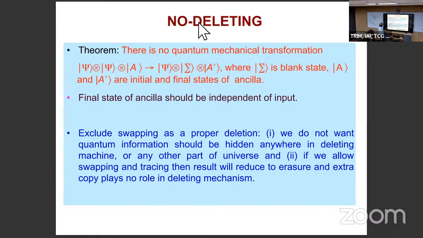And the proof I'm not giving here, but the essential idea is the following: you don't want your quantum state to be contained in the final state of the ancilla. If it is so, then it is not actually deletion, because that state can contain the psi and you can retrieve it from there. Also in our proof we exclude swapping as a proper deletion, because you don't want the quantum information to be hidden anywhere in the deleting machine or any other part of the universe. If you allow swapping and tracing, then the result will reduce to erasure and the extra copy will play no role in the deleting mechanism. So under this physical requirement, we prove that there is no machine which can do this job.